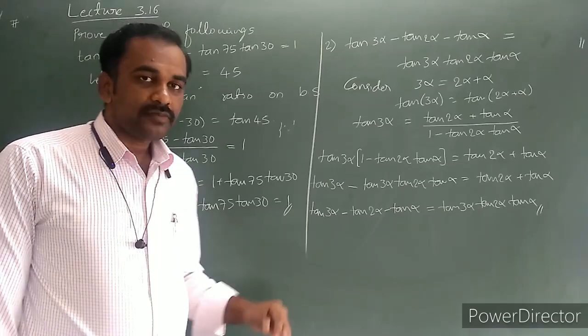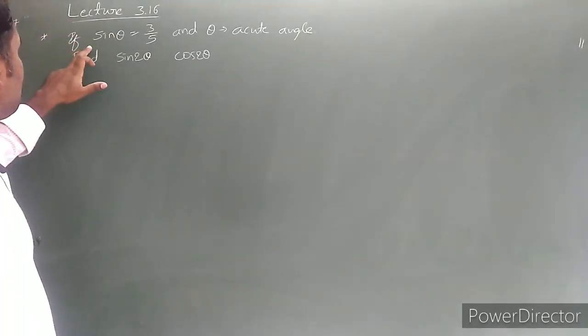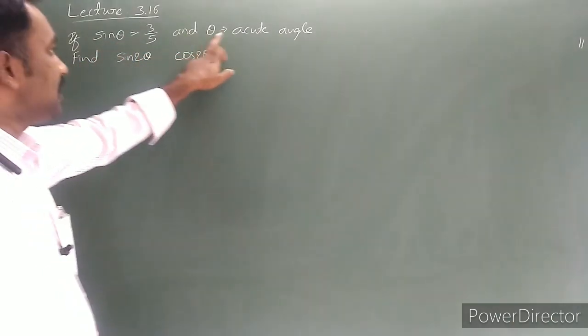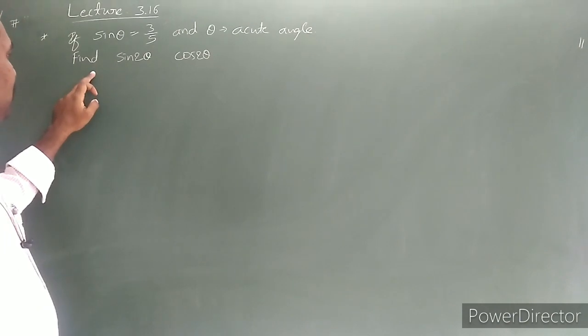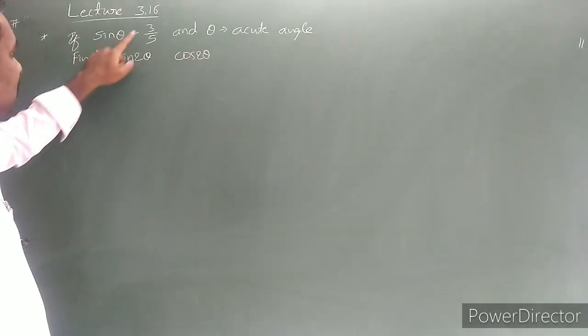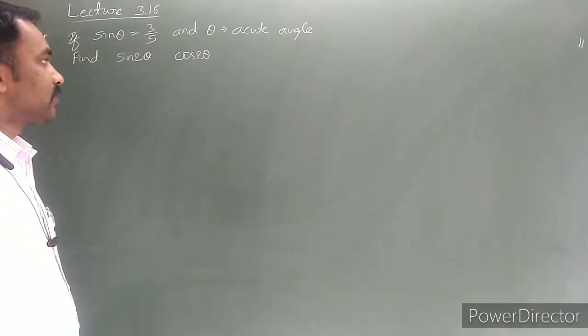Okay, now move to the next. The next one is: if sin theta is equal to 3 by 5 and theta is an acute angle, then find the value of sin of 2 theta and cos of 2 theta. Here sin theta is 3 by 5. What is the sin of 2 theta and what is the cos of 2 theta?